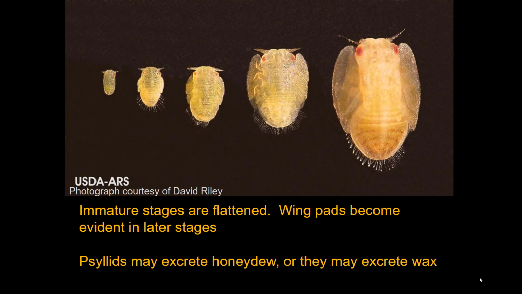Immature stages of these will look considerably different. They'll be generally flattened. They'll be on a leaf or sometimes a green stem. The wing pads do become a little more obvious as they get older, but look very different from the adult stage. Some of them will excrete honeydew. Some of them will excrete certain kinds of waxy materials, and these are going to be useful in diagnostics.